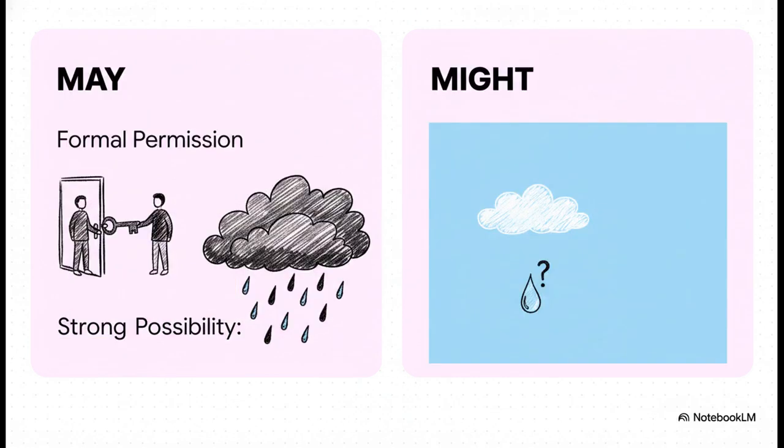Okay, next up we have may and might. These two are all about possibility and permission. May is a bit more formal when you're asking for permission, like, may I come in? And it suggests a pretty strong possibility. Might suggests a weaker, less certain possibility. If you say, she might come, there's a lot more doubt in there.